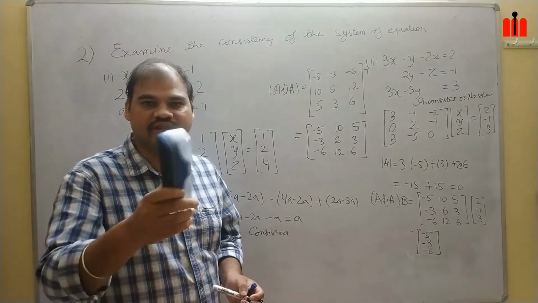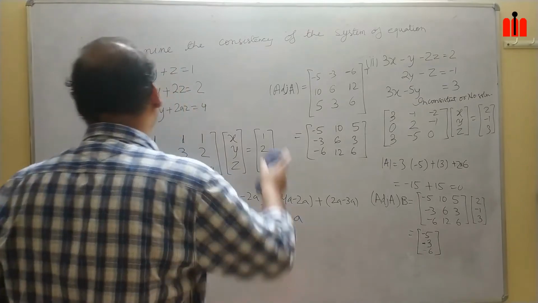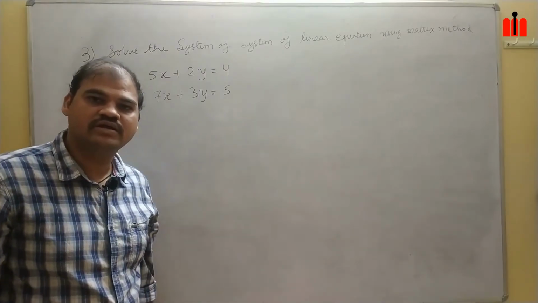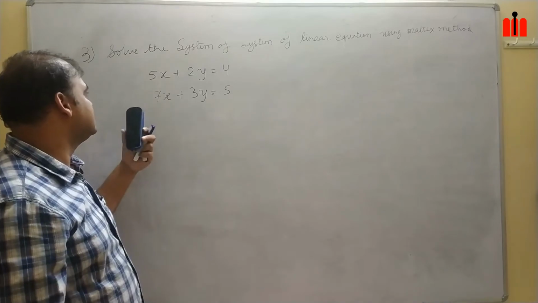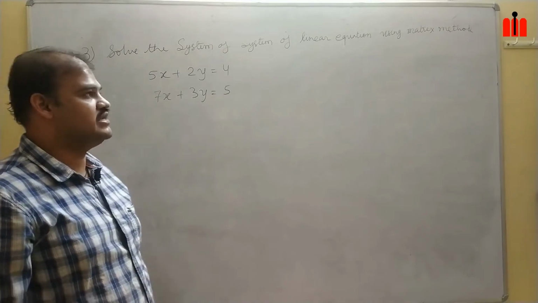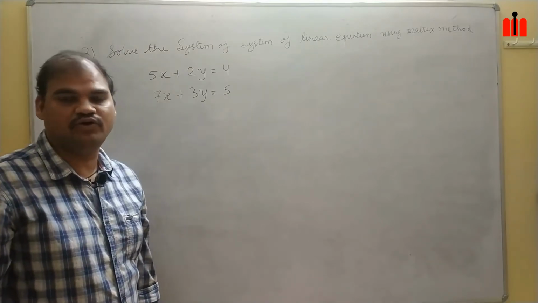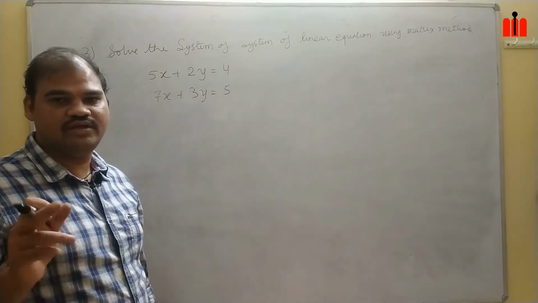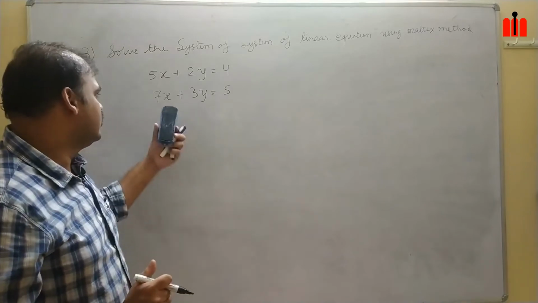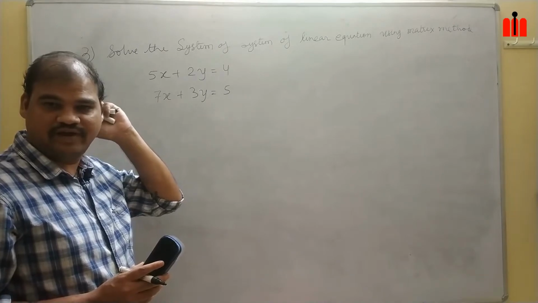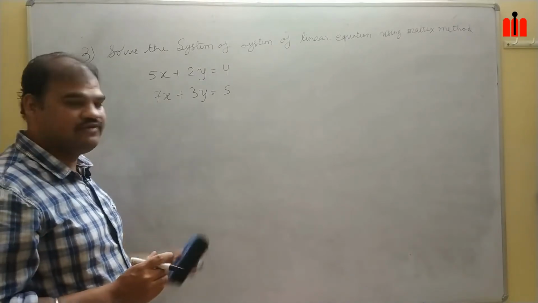Let's move on to problem number 3. What problem number 3 says is, we have to solve the system of linear equations by using the matrix method. The matrix method is Ax equal to B, the same method we discussed at the start of our class as theory. Here we have to solve; we don't have to tell inconsistent or consistent just by finding the determinant.